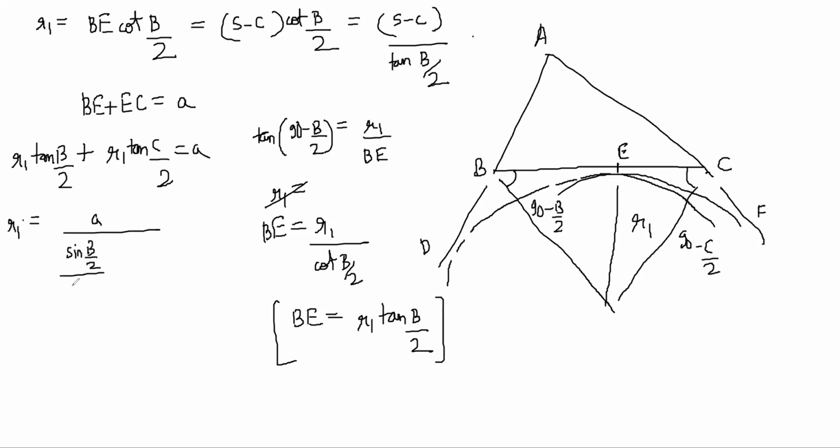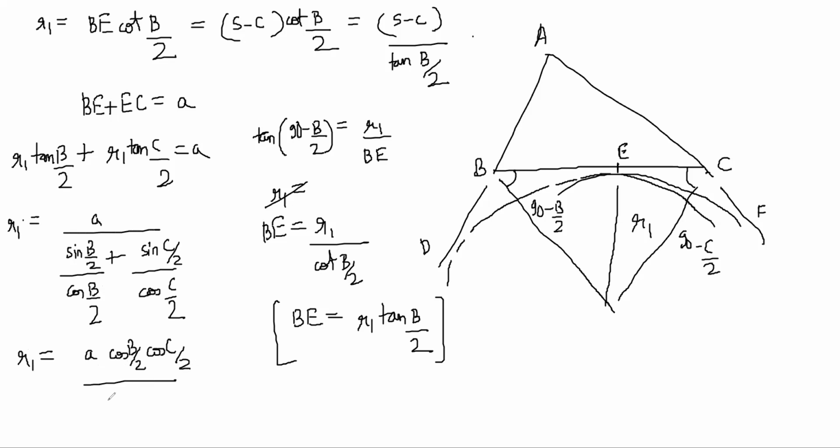Sin B by 2 by cos B by 2 plus sin C by 2 by cos C by 2, right? R1 is equal to, we get A cos B by 2 cos C by 2 by sin B by 2 cos C by 2 plus cos B by 2 sin C by 2, which is sin B plus C by 2, right? Yeah. Which is becoming sin 90 minus A by 2. So that is cos A by 2, right? Yeah. Correct.